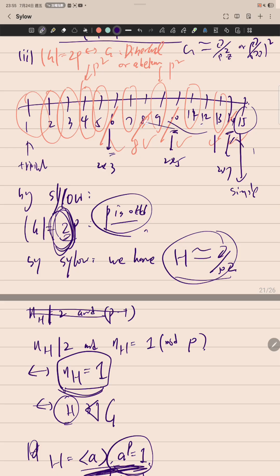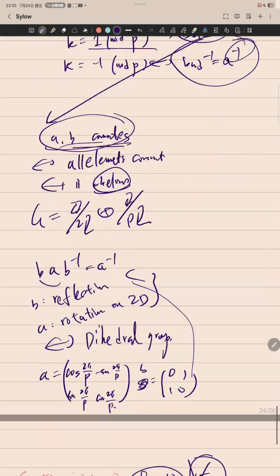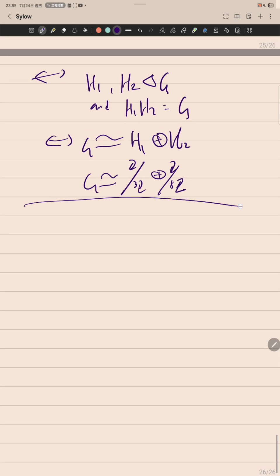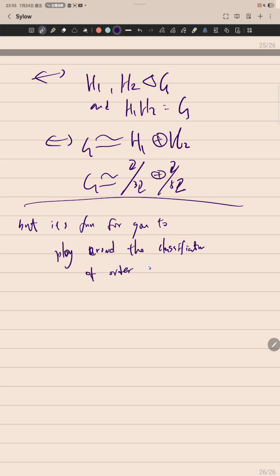The remaining ones are 8 and 12, which are complicated, so I will just leave them as an exercise. But it's fun for you to check, to play around with the proof, to play around with the classification of order 8 and 12.